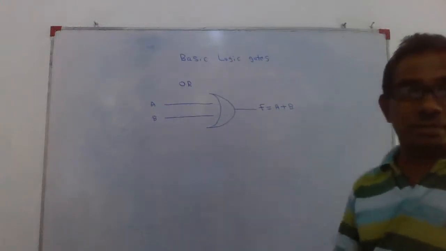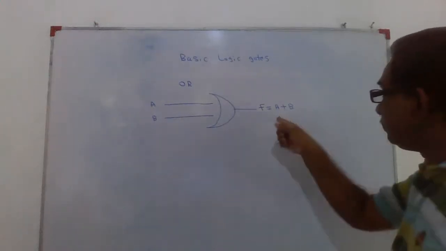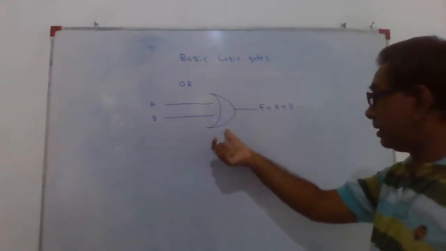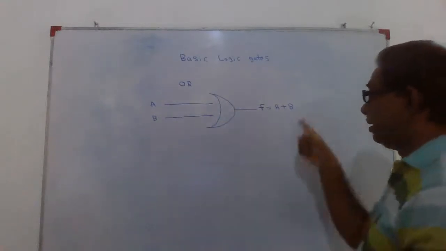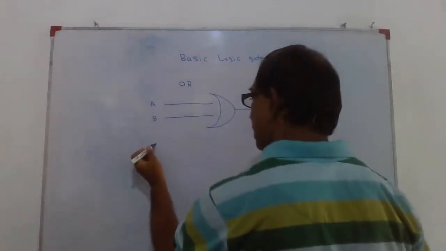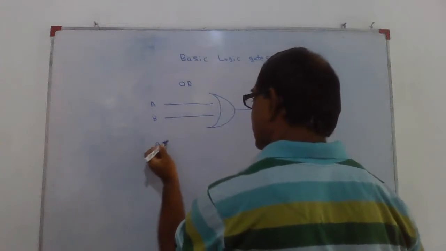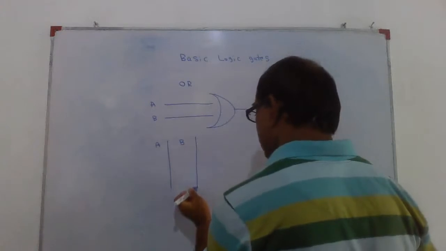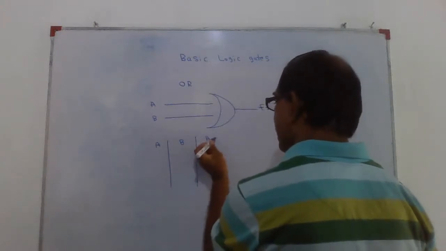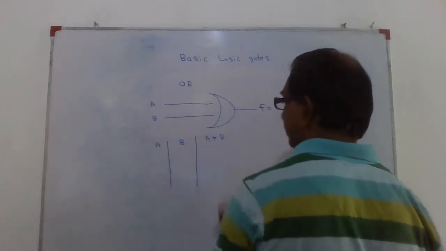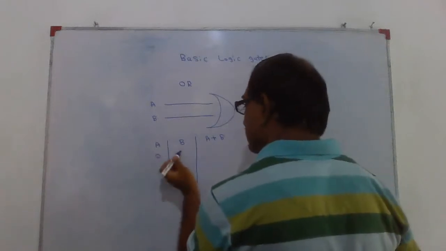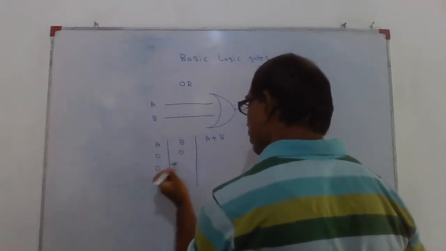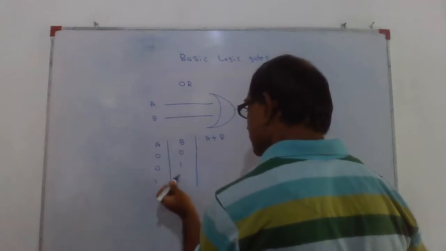Right. So then you have changed. Now you know the circuit and Boolean expression. What about the truth table? I would like to draw the truth table. We have A and B, so the output would be A OR B. Combinations, as you know, these are the combinations.